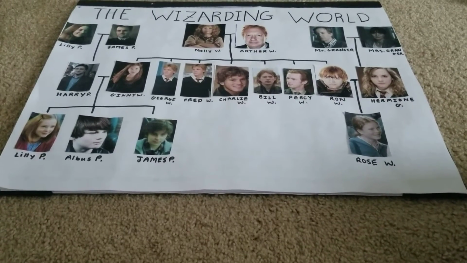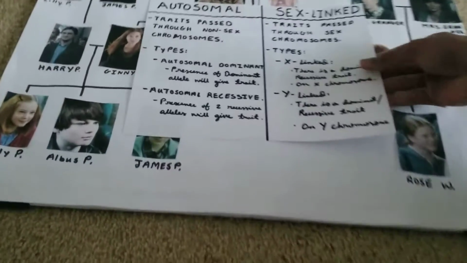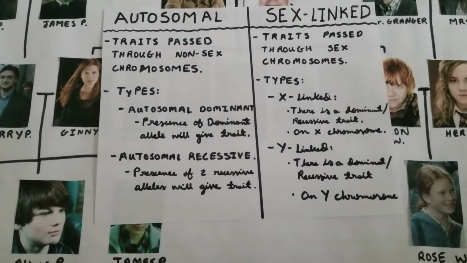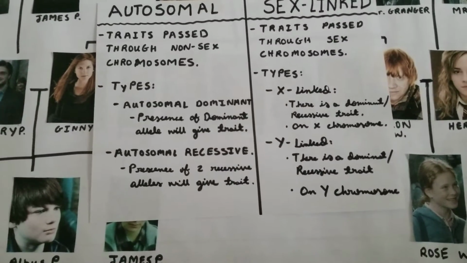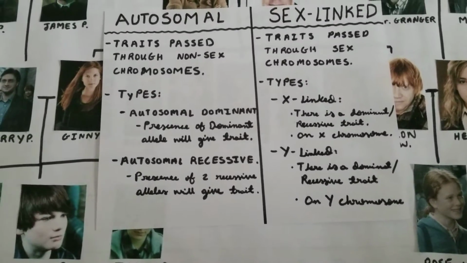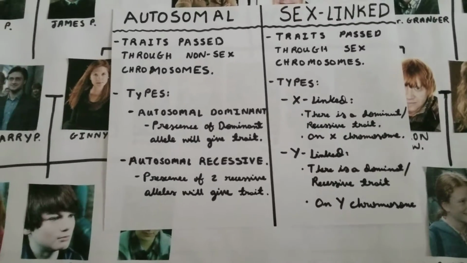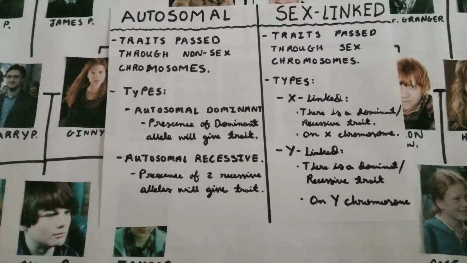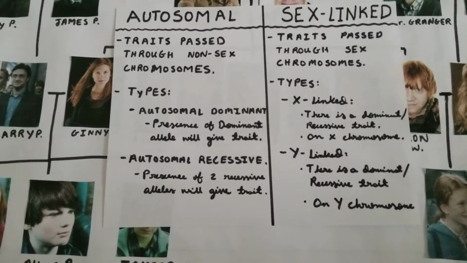Okay, let's begin by going over the basics about the modes of inheritance. Autosomal inheritance is when traits are passed through the non-sex chromosomes. There are two types: autosomal dominant, which is when the presence of a dominant allele will give the trait, and autosomal recessive, which is when the presence of two recessive alleles will give the trait. Sex-linked inheritance is when the traits are passed through sex chromosomes. There are two types: X-linked and Y-linked. X-linked is present on the X chromosome, and Y-linked is when the traits are present on the Y chromosome.